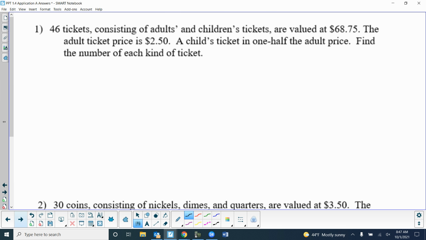All right, so we got 46 tickets this time. What kind of tickets? Adult and children. So I used A and C. So the number of adult tickets plus the number of child tickets or children tickets is 46. We're just looking for adult and children here. So we only need 2 things we're looking for, so we only need 2 equations. Okay?